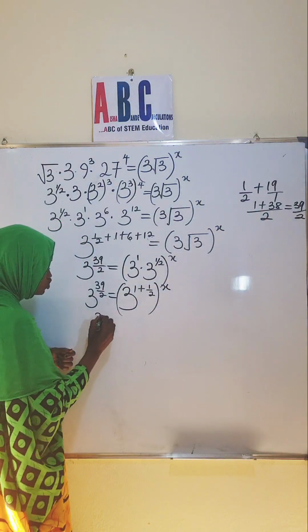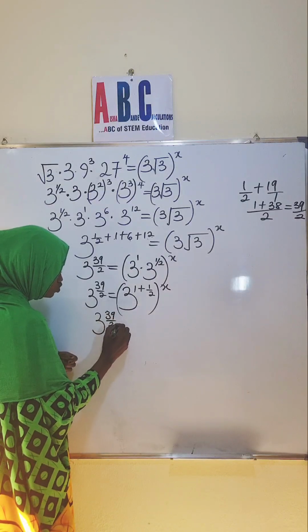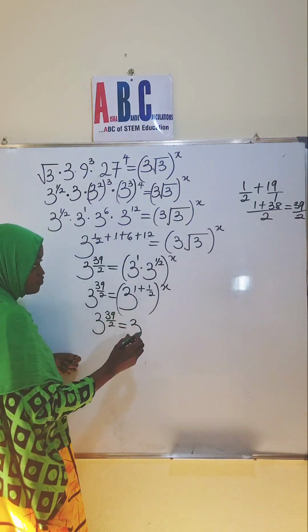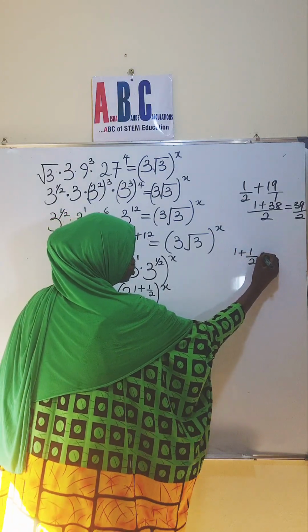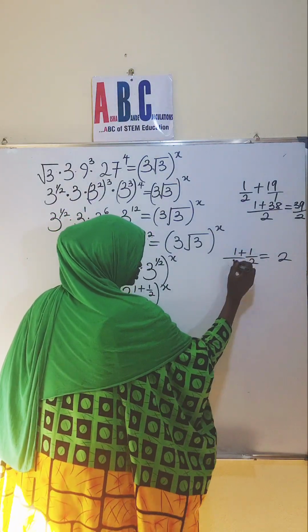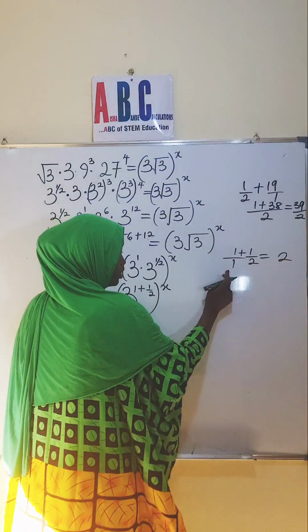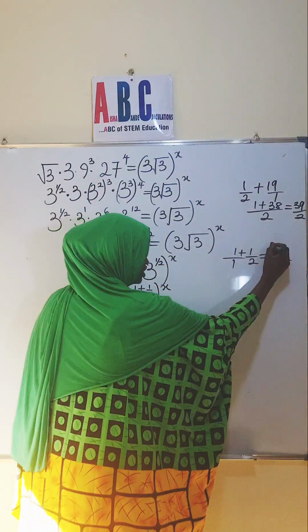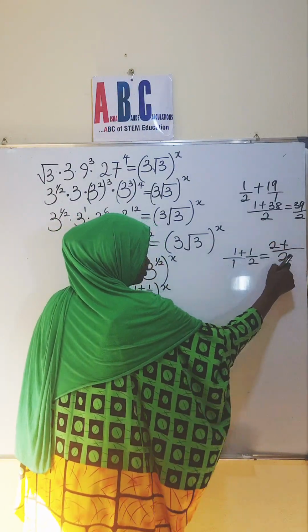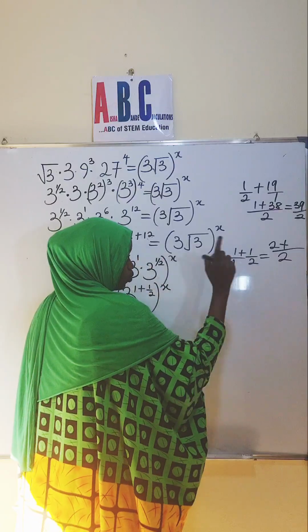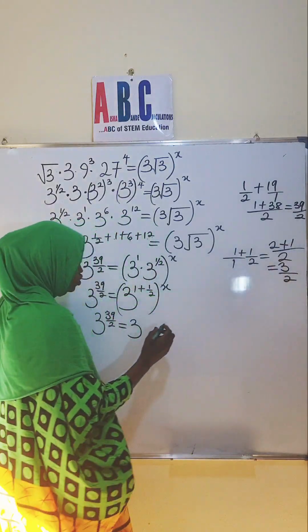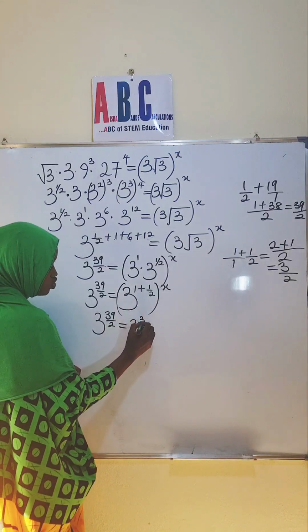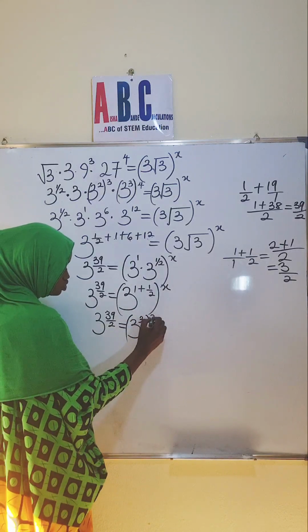So here we have 3 to the power of 39 over 2 is equal to 3 to the power of, now let's simplify this. This is 1 plus 1 over 2. The LCM here is 2, right? This is the same as saying 1 over 1. 2 divided by 1 is 2. 2 times 1 gives us what? 2. Plus 2 divided by 2 is 1 times 1, 1. So this 2 plus 1 is 3. So here we have 3 over 2. All right. So here becomes 3 over 2 all to the power of x.